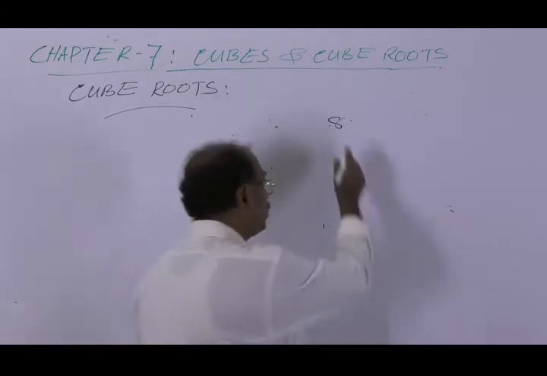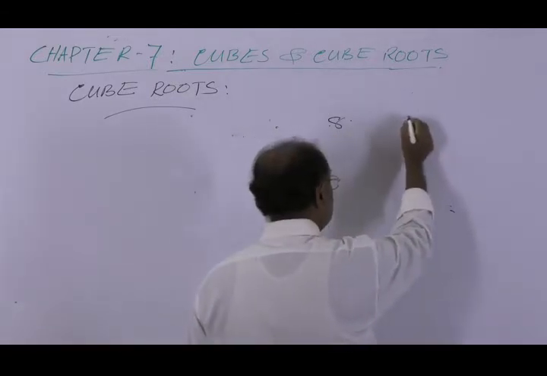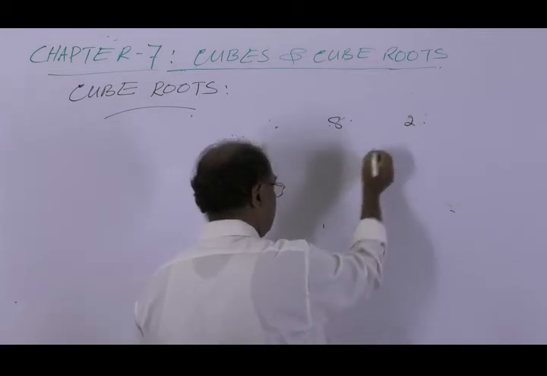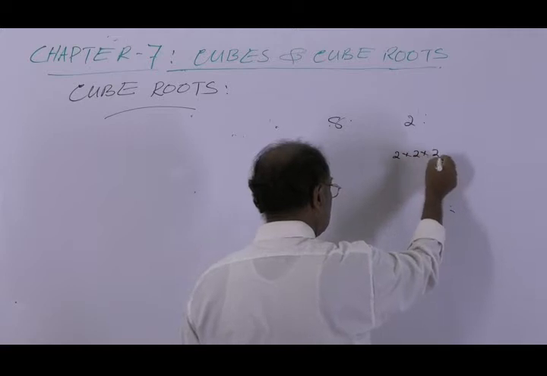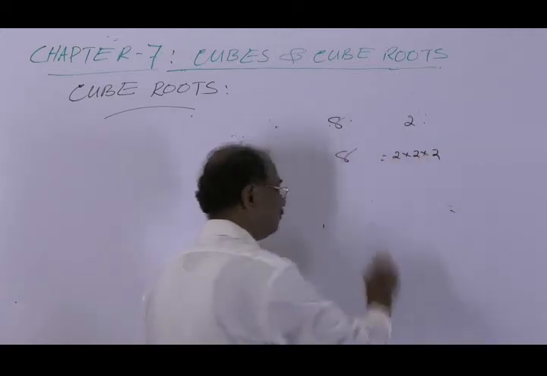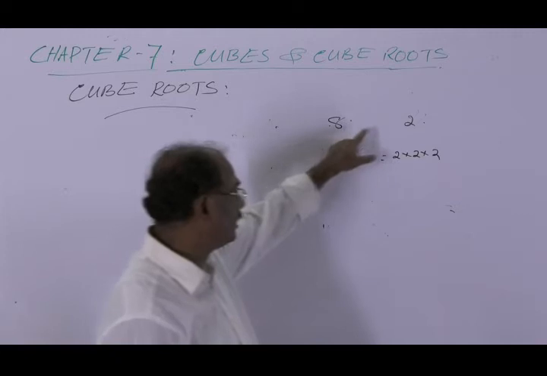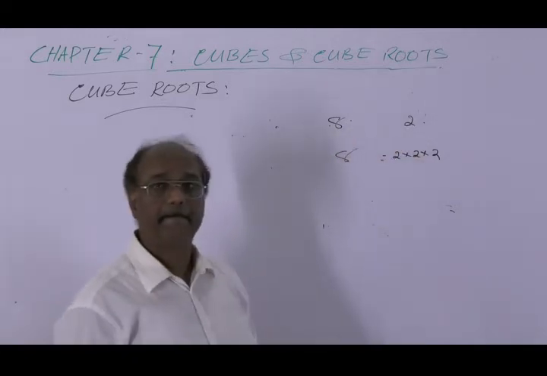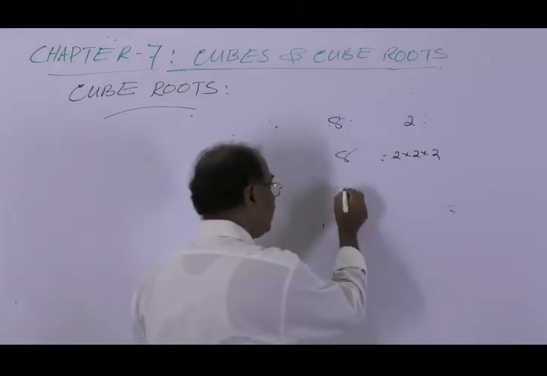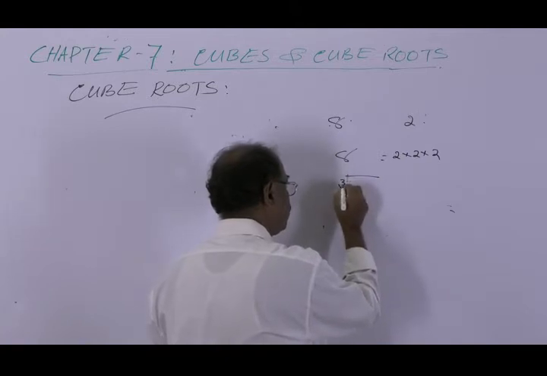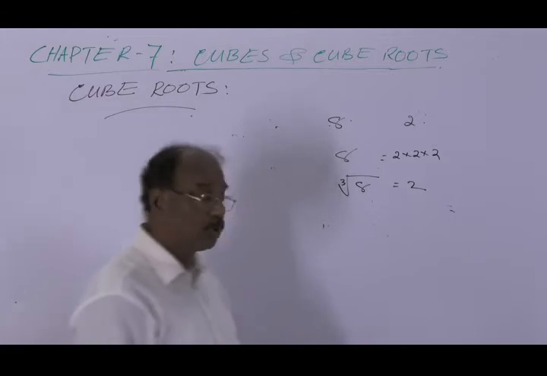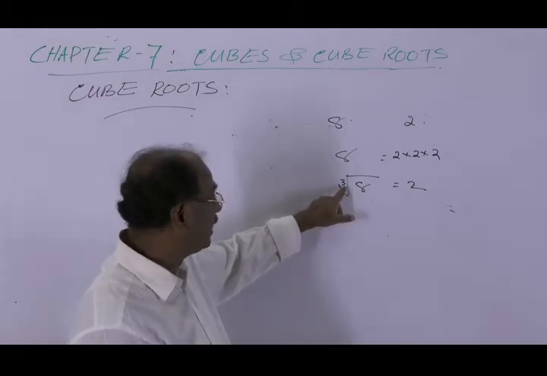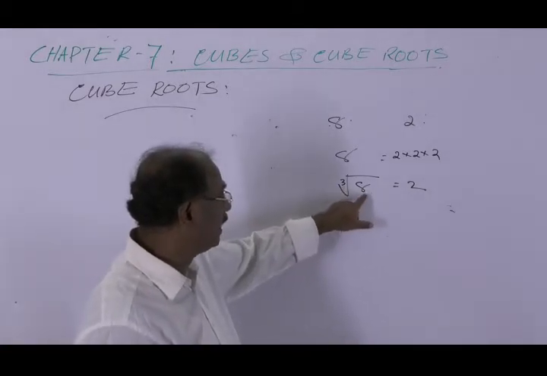That is, the cube root of 8 is 2, because when this 2 is multiplied 3 times, 2 into 2 into 2, we get this 8. So the cube root of 8 is 2. And that fact is symbolically denoted by this: the cube root of 8, in this symbol, place this 3 here. Cube root of 8 equal to 2.